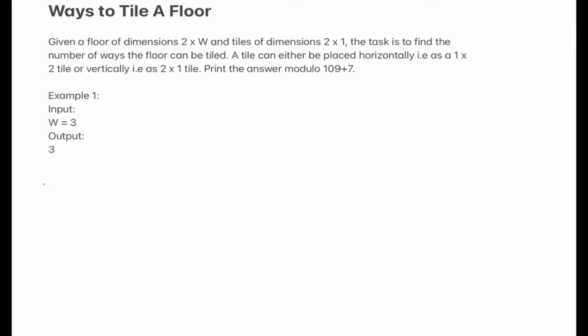So in this video we are going to solve this problem we have right over here, that is ways to tile a floor. The problem statement says given a floor of dimension 2 cross W and tiles of dimensions 2 cross 1, the task is to find the number of ways the floor can be tiled. A tile can either be placed horizontally, that is as a 1 cross 2 tile, or vertically as a 2 cross 1 tile. Print the answer, that's something we'll skip for now. So that's the problem statement we have.